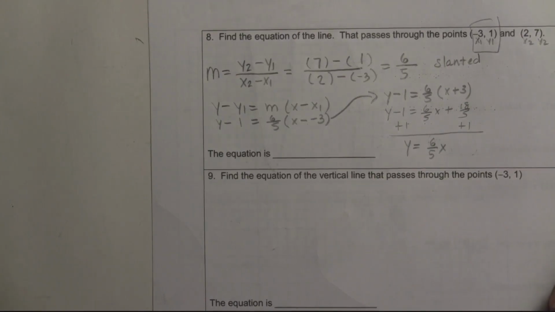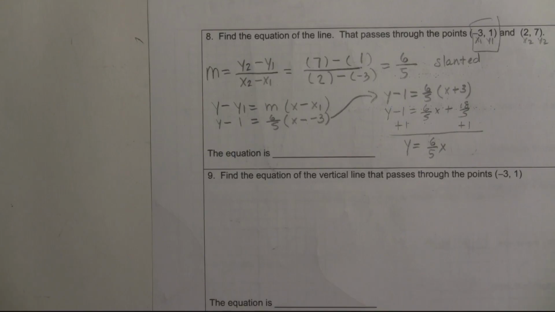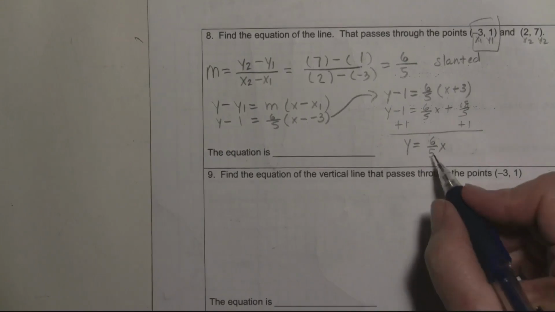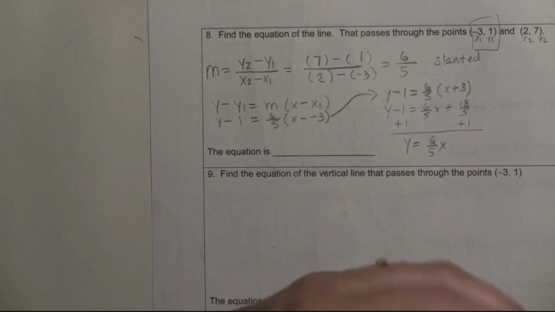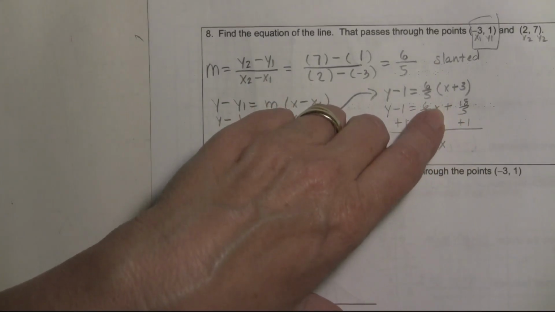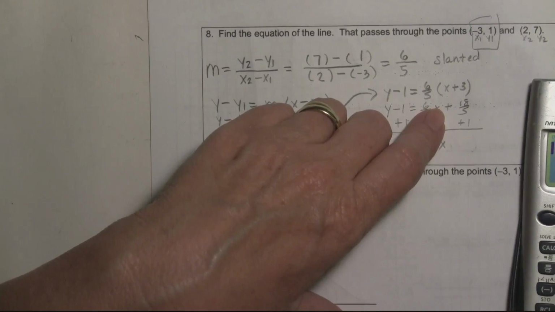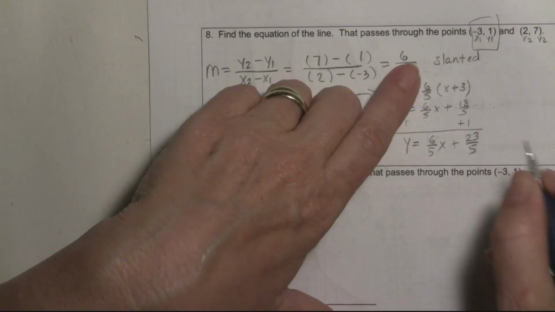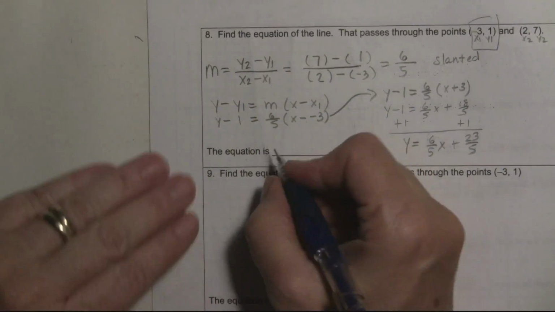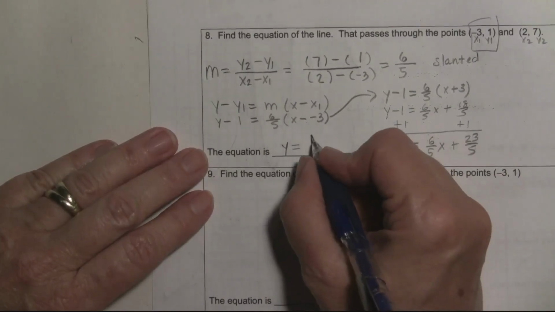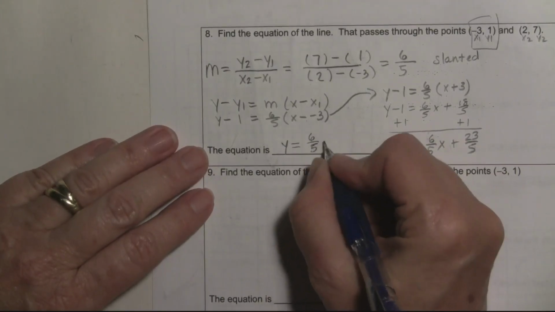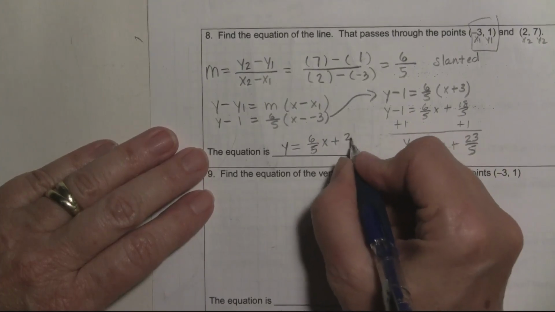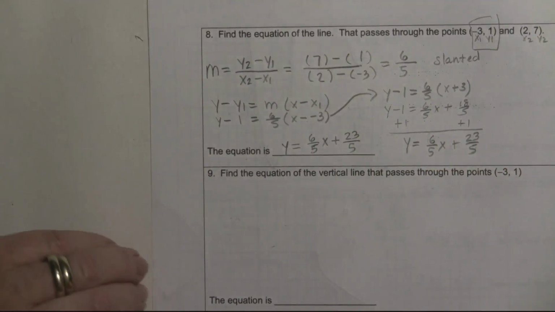The equation of a slanted line looks like y equals mx plus b, right? And so I've got the m, 6/5x, and I'm finding the b right now. And how I find the b, it's positive 18/5 plus 1. So 18/5 plus 1, which is 23/5. And that's our answer. That's the equation of the line. Put that right there on my answer line.